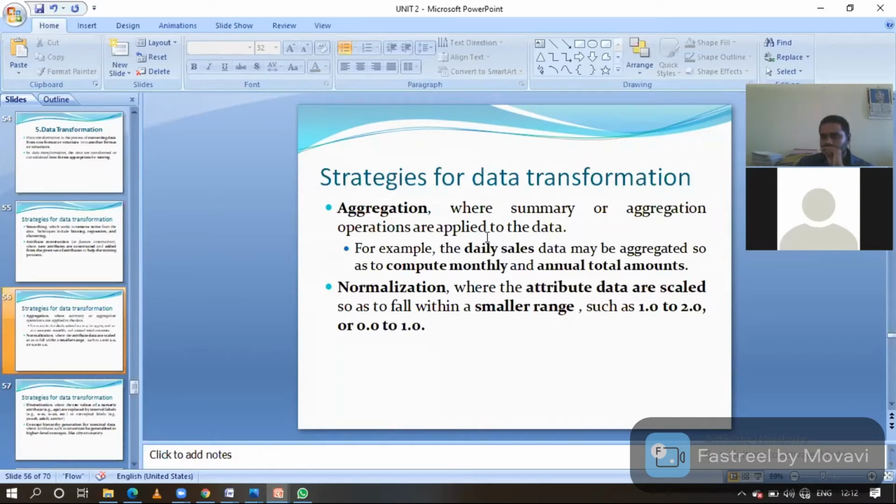In this way we are going to get the aggregation, guys. If I have only the day-wise data, from that we can get the monthly data. And from that we are going to get the annual data also.